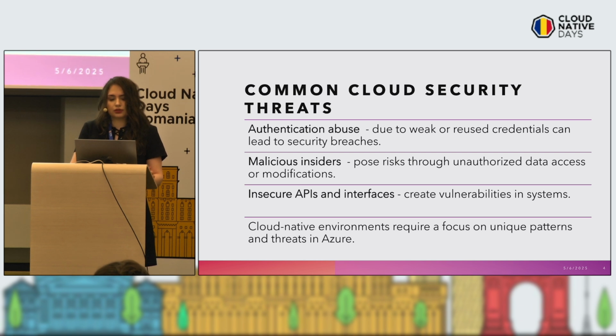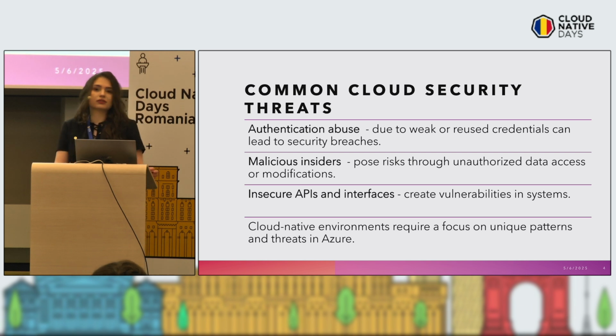The next threat I will cover is insecure APIs and interfaces. The APIs are the most exposed parts of the system as they are usually open to the public. And for cloud native environments, there are some unique security patterns and threats due to the dynamic scaling, the automation, and distributed systems.